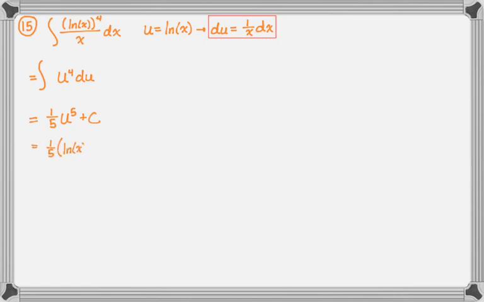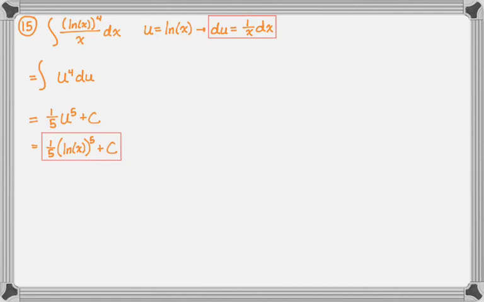I think it's a good idea to put parentheses around the whole natural log thing so that you don't confuse it as the quantity natural log of x to the 5th versus natural log of x to the 5th. So I always put those parentheses there just to avoid that. I think it's a good idea.